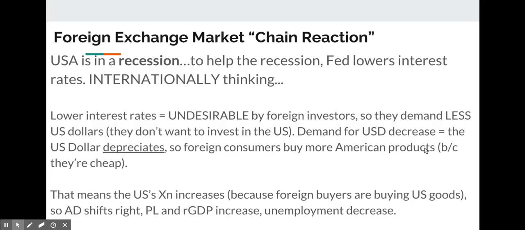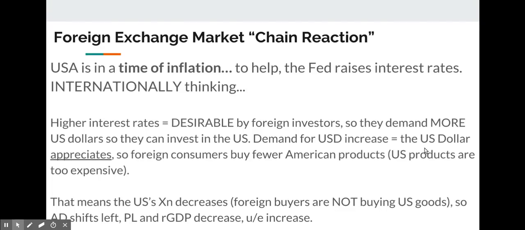Now, if the dollar depreciates, foreign consumers see that that makes American products cheaper. The foreign investors are like, man, we don't want the bad interest rates. But foreign consumers see that the dollar is weak right now, so that actually makes American products cheaper. So foreign consumers are going to come in and buy American products. So the US's net exports are going to increase because foreign consumers are buying cheap American products. If net exports increase, that means AD shifts to the right, which on your graph, you can see increases price level and GDP and also drops unemployment.